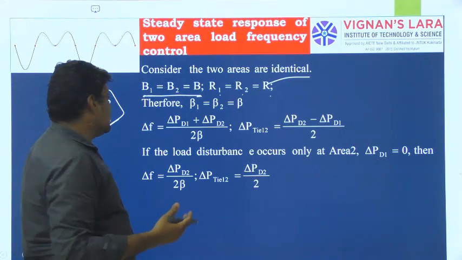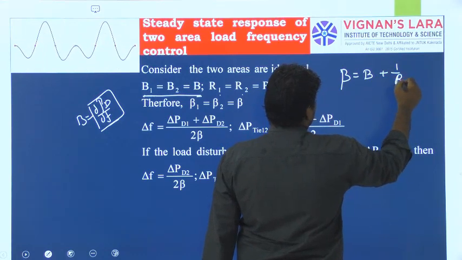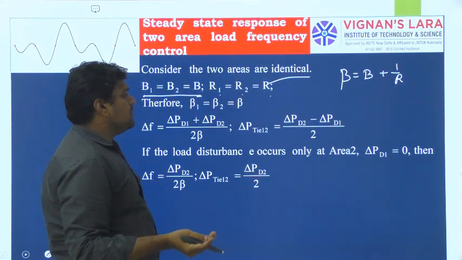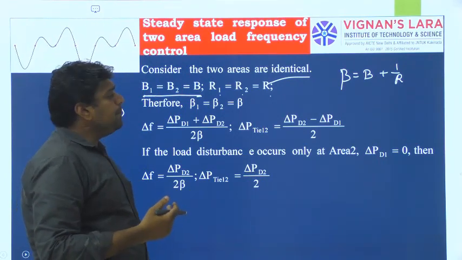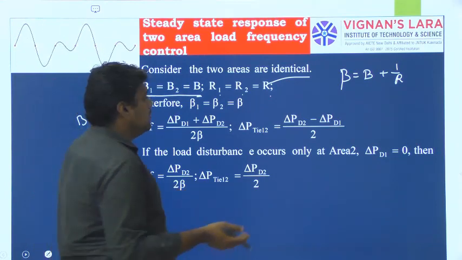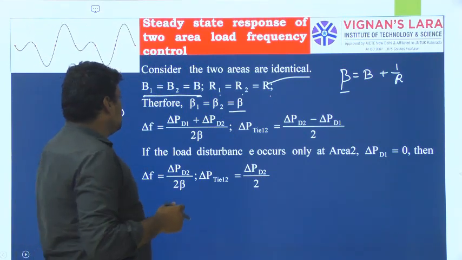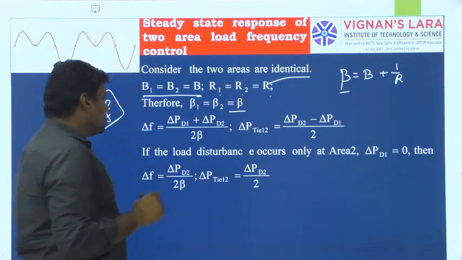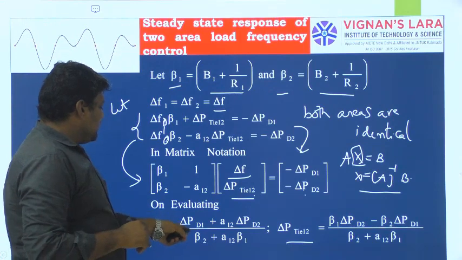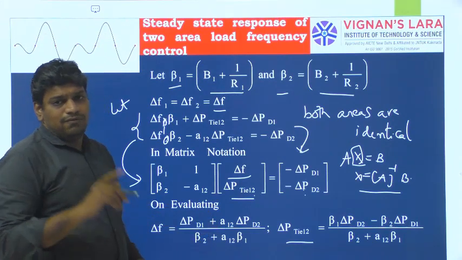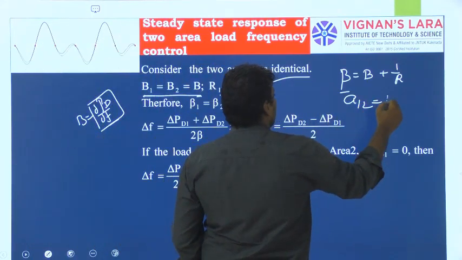So when you take these two as same, we represent beta is equal to B plus 1 by R. So beta 1 is B1 plus 1 by R1, beta 2 is B2 plus 1 by R2. When B1 is equal to B2 is equal to B, and R1 is equal to R2 is equal to R, then beta 1 is equal to beta. You will get the same value for both the areas. So you can replace beta 1 is equal to beta 2 is equal to beta. If you substitute this parameter here, delta PD1 plus, here the A12 also will be 1. When you consider both areas identical, this A12 also will become 1.